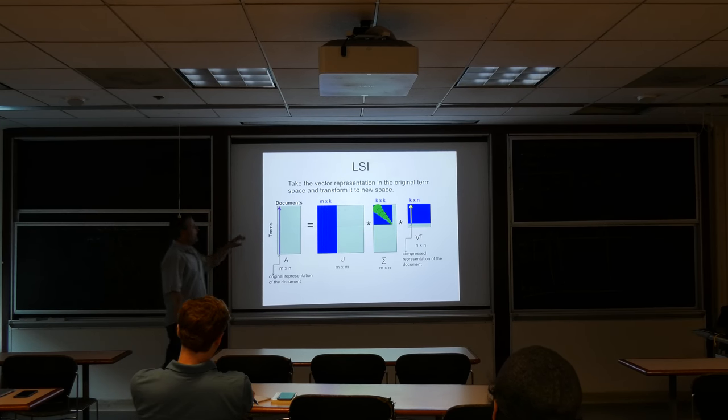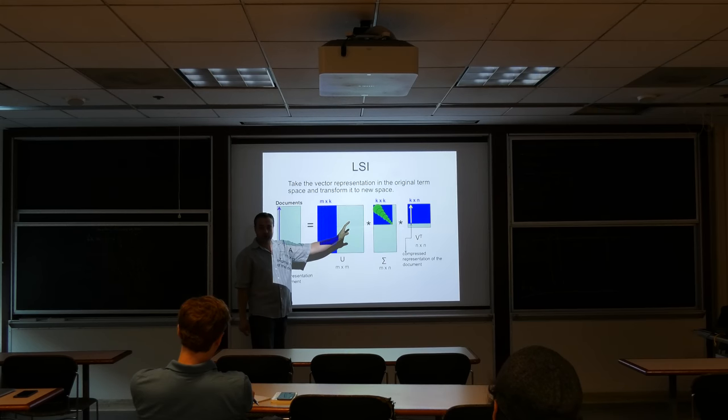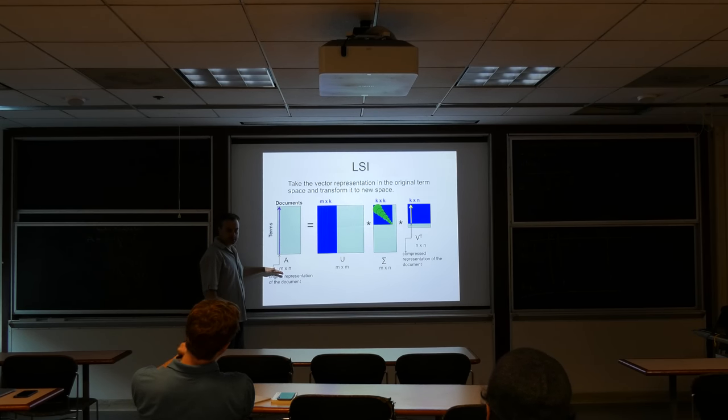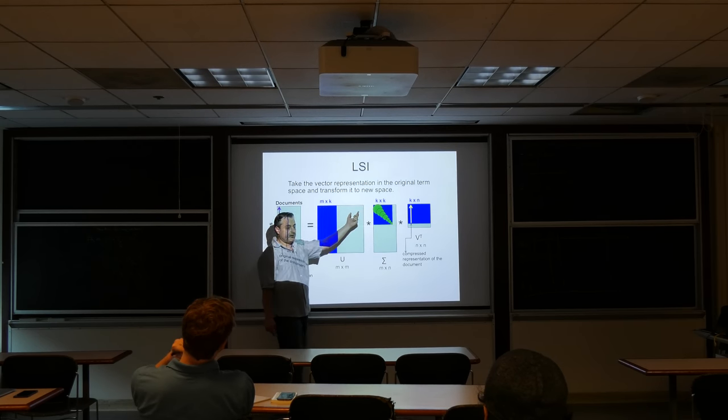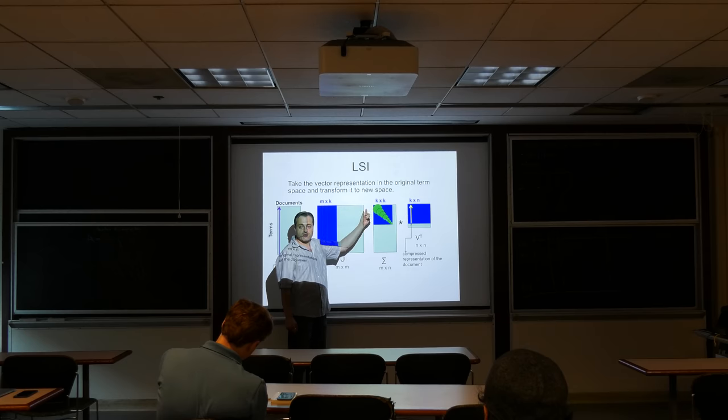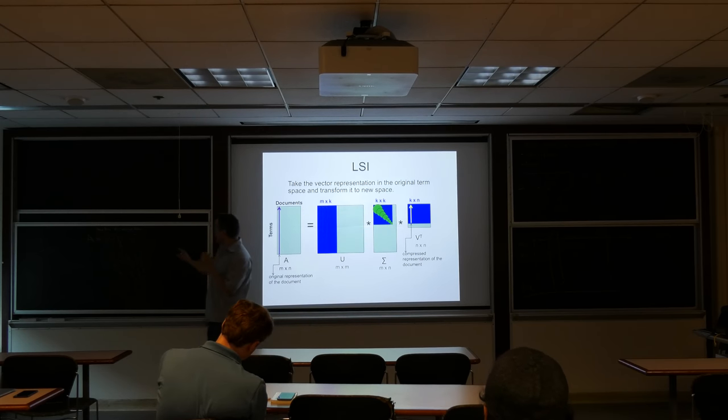So M in here, for this to be a correct matrix multiplication, M needs to be the number of terms, right? Because it's M times N. M is the number of rows. K, we'll talk about it in a second. Presumably K is very small, right? This acts like dimensionality reduction.